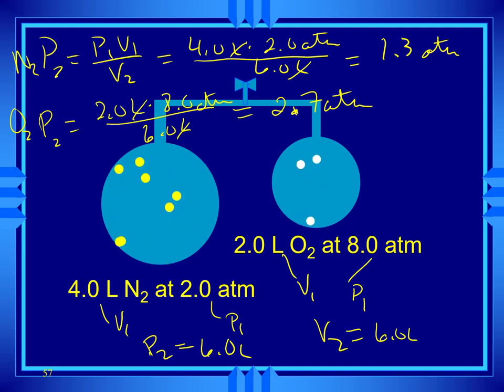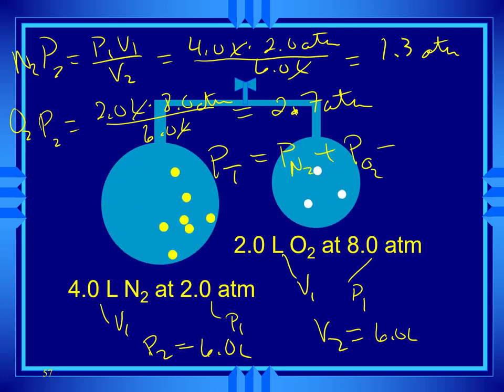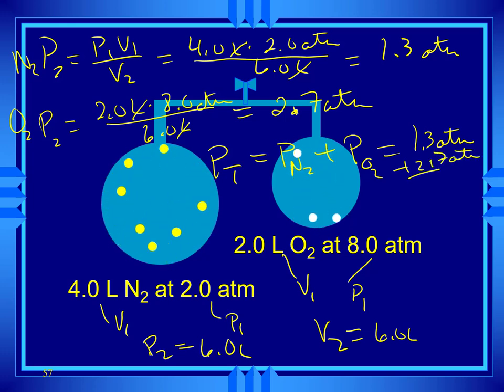So I'm just doing Boyle's law problem, ignoring the other gas, because Dalton says it's okay to pretend the other gas isn't there. And the total pressure is the pressure of nitrogen plus the pressure of oxygen, which is 1.3 atmospheres, plus 2.7 atmospheres, gets you 4.0 atmospheres.